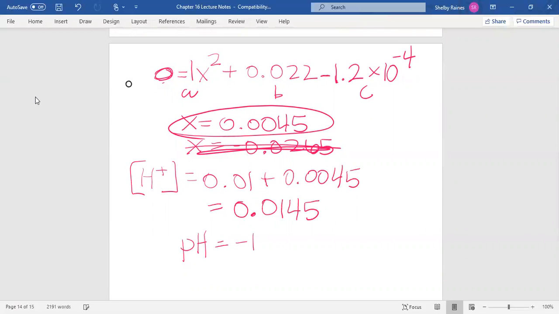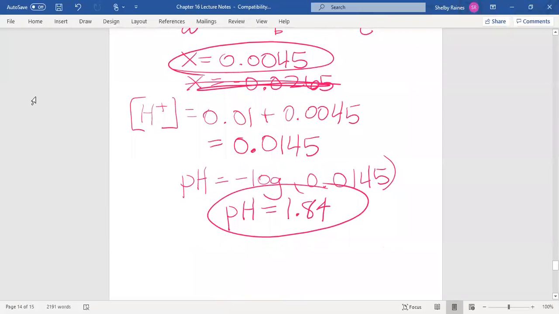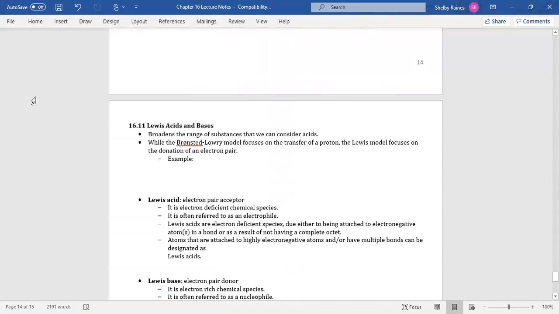So negative log 0.0145. When you do that, I got the pH to be 1.84. Okay, so that's how you find the pH of a diprotic. All right, last thing.